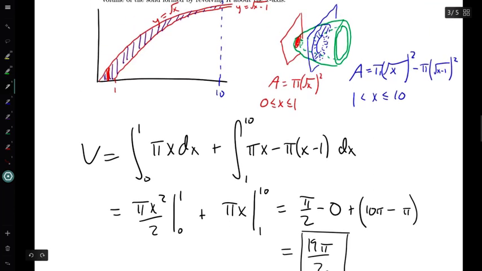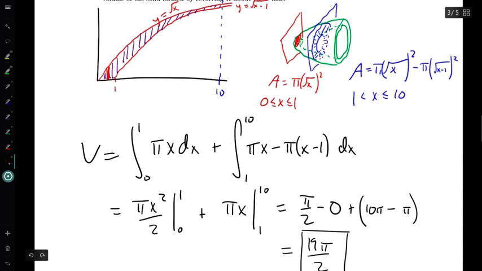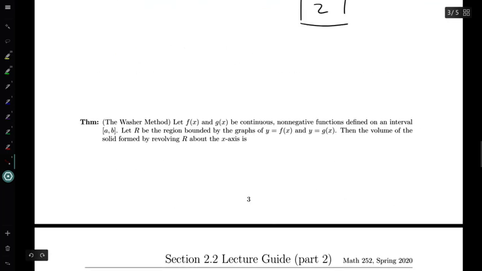All right, so a little bit complicated, in part because we had to use two separate cross-sectional area formulas, and also because we had this washer show up rather than our usual disk. But once we worked through those different possibilities, we were able to compute the volume of this solid fairly reasonably. So let's formalize this washer method here, and then later we'll see a couple of examples.